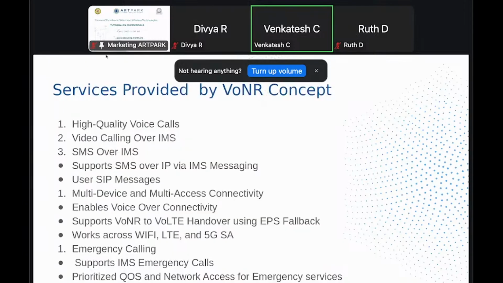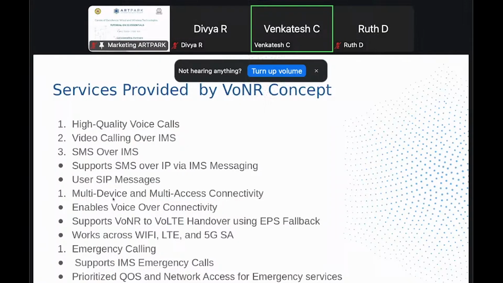And next is video calling over IMS. Since it is integrated with IMS, users can make high definition video calls without needing a third party application. This is particularly useful for enterprises and remote workplaces, ensuring seamless communication over the 5G network. And next is SMS over IMS. VoNR supports SMS over IP via the IMS messaging services.